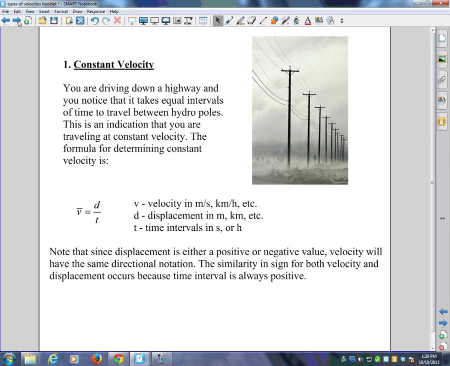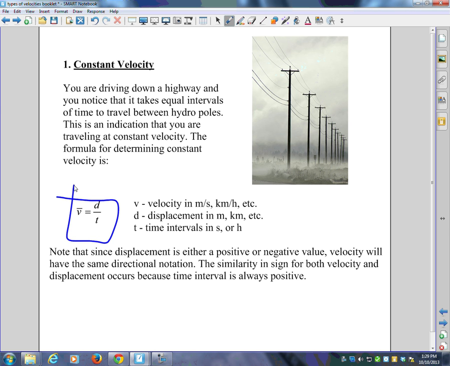All right, so constant velocity. You're driving down a highway. You notice it takes equal intervals of time to travel between hydropoles. This is an indication that you are traveling at a constant velocity. The formula for determining constant velocity is v bar equals d over t. And if you haven't yet memorized it, it's certainly time to do that, right?